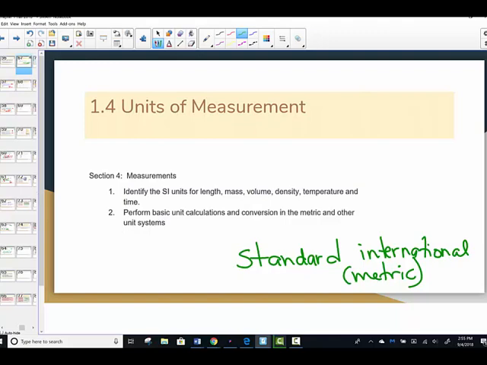What is the base unit for each of those measurements? And we'll start practicing by performing calculations that convert in the metric system from one unit system to the other, becoming familiar with the prefixes used in the metric system to represent the magnitude of 10.